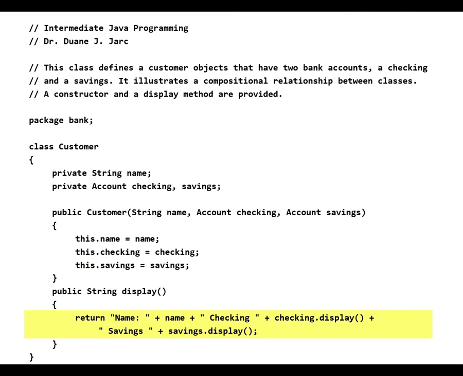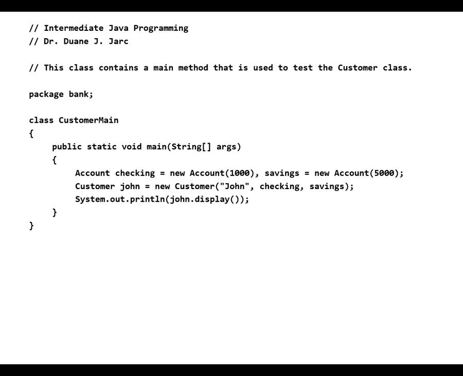The only other method in this class is the display method. As is so often the case in composition classes, the display method of the composite class calls the display method of the component classes. To have a complete program, we need the customer main class that contains a main method.